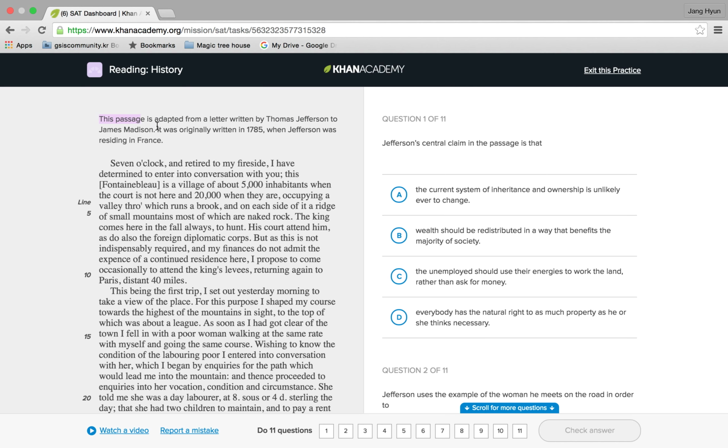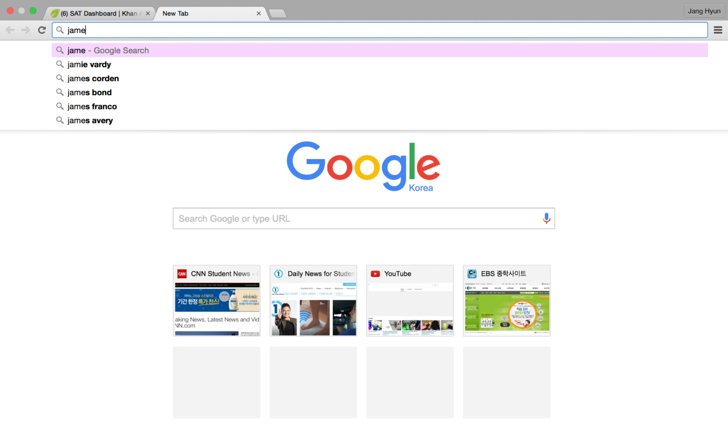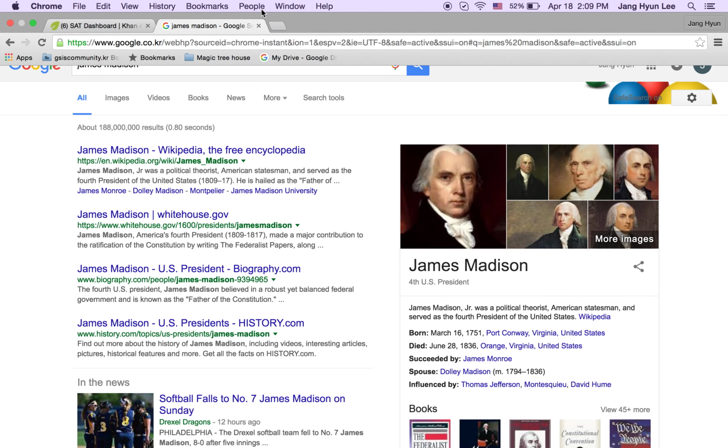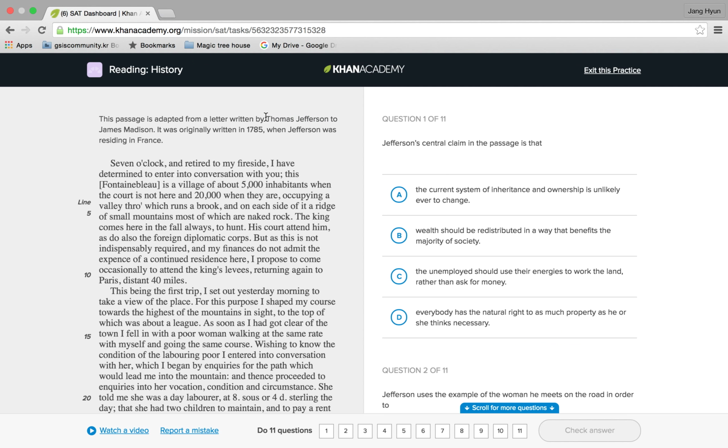This passage is adapted from a letter written by Thomas Jefferson to James Madison. James Madison, the fourth U.S. president. I know Thomas Jefferson is the third, John Adams is the second, but James Madison is the fourth. So the third U.S. president to the fourth U.S. president. It was originally written in 1785 when Jefferson was residing in France. Wow, Thomas Jefferson lived in France.